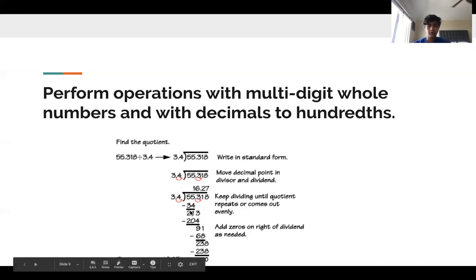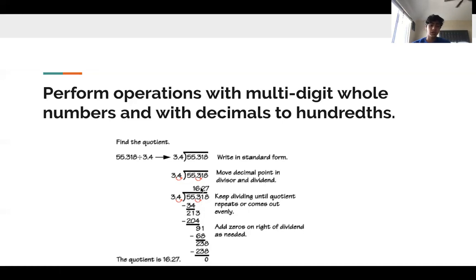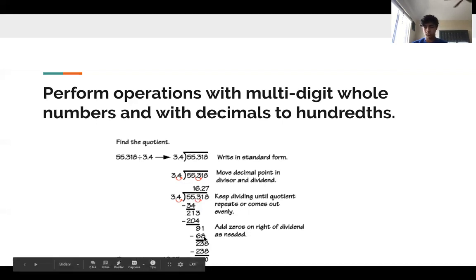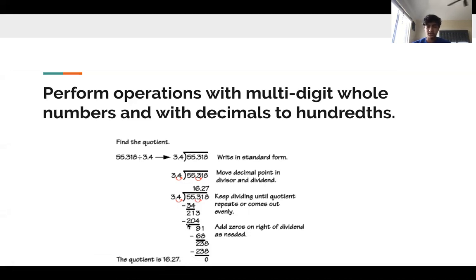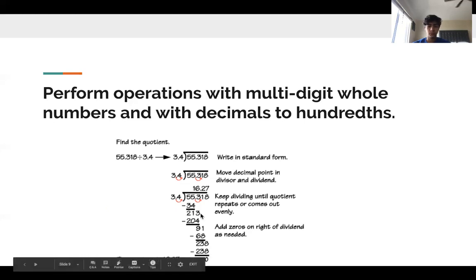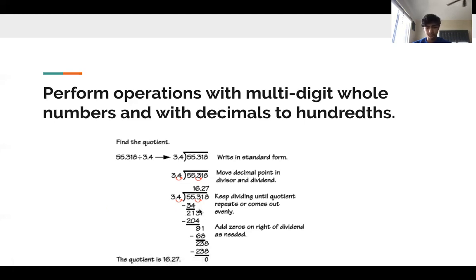Drop the 1. 34 goes into 91 2 times. 34 times 2 is 68. Do 91 minus 68 to get 23. 34 doesn't go into 23. Okay, drop the 8. 34 goes into 238 7 times. Okay, that goes ahead and evens itself out to give you 0. So we have 1627. Now here's the super important part, right?